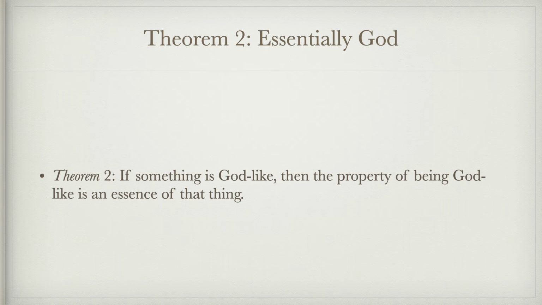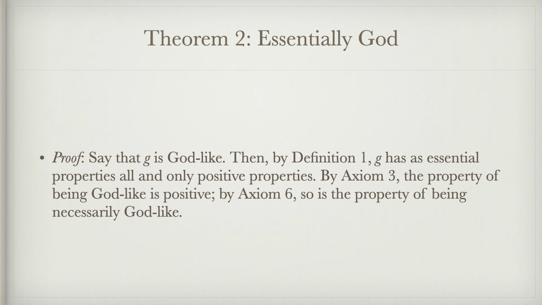Let's move on to theorem 2. If something is godlike, the property of being godlike is an essence of that thing. Now this, the way Gödel has set it up, is actually the tricky proof. This is the one that takes a little bit of sophistication. Still, it's not that complicated a proof. It's not very hard to understand. Here's how it goes. Suppose that G, for example, is godlike.